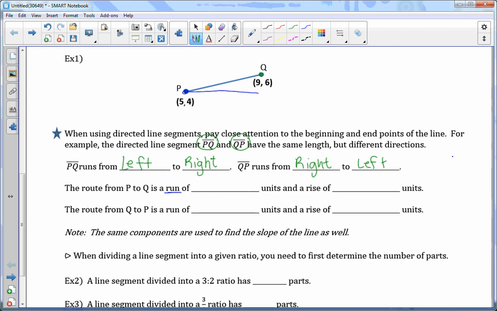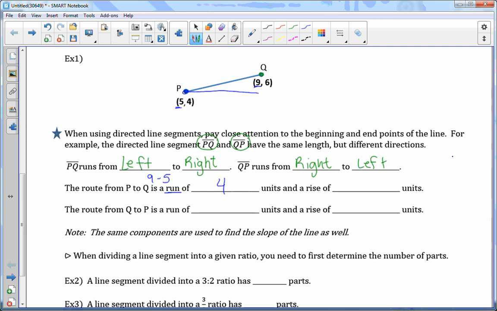The route from P to Q is a run of, we start on P, and we run to Q, running again. Which axis is horizontal? X-axis. So you're looking at the axis from 5 to 9. What's that run? 4. Does anyone know how mathematically you can find it out? Subtract what minus what? You have to have the larger number, so it's x2 minus x1. So we'd actually be doing 9 minus 5, which gives us a run of 4 units.